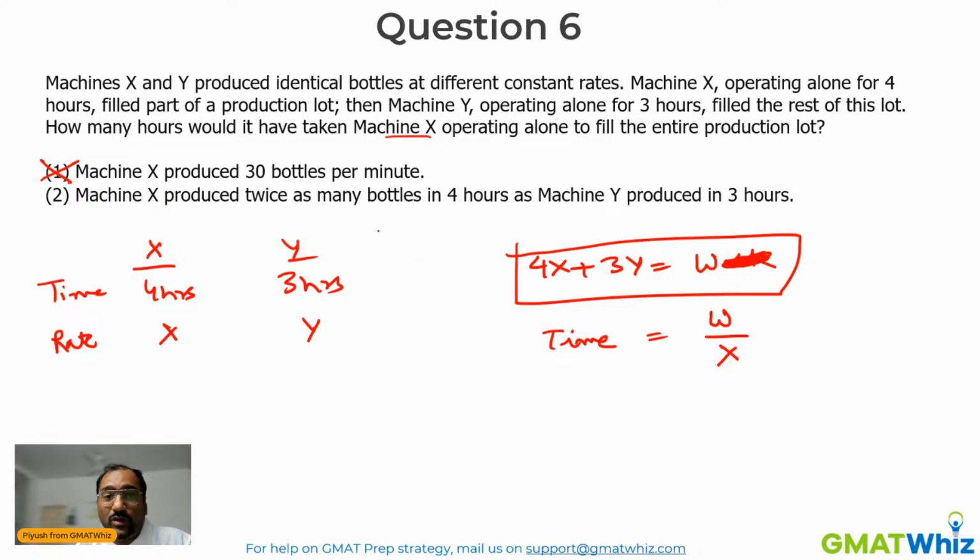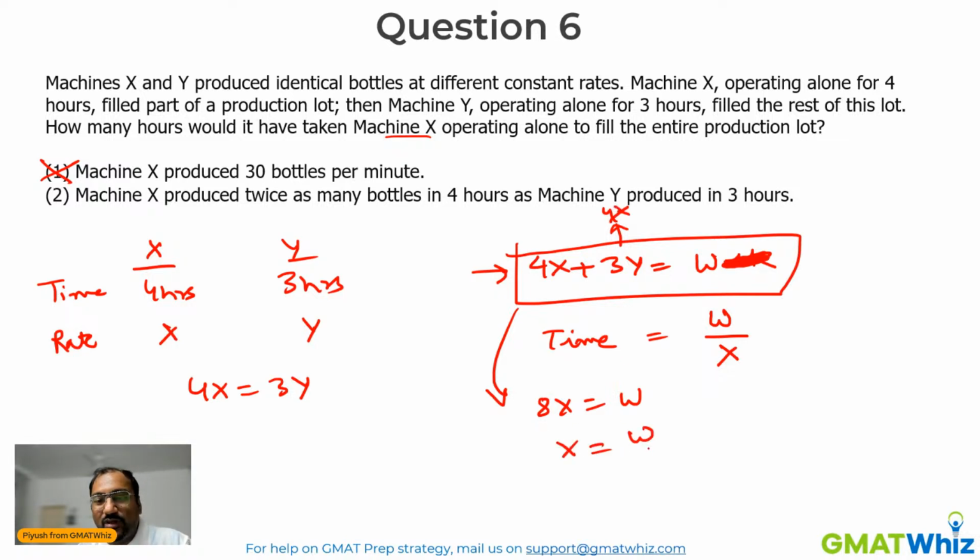If I go to statement 2, it tells us that X produced twice as many bottles in 4 hours as Y produced in 3 hours. So I know that 4x is equal to 3y. Using this, I can get this expression in the form of x itself. I can write 8x is equal to w, because 3y is nothing but 4x. I can replace that here and I will get 8x equal to w. So x is equal to w by 8, or you can directly find the answer: w by x is equal to 8, and that is what you wanted to find, and that's your answer.